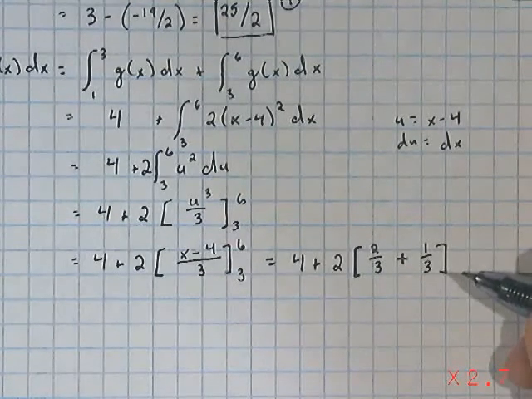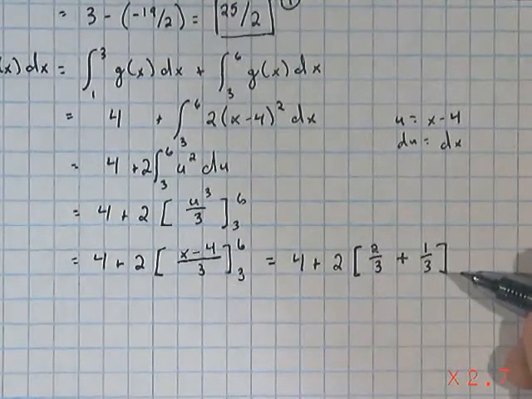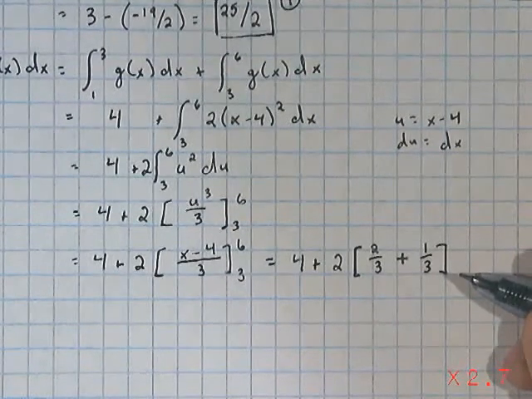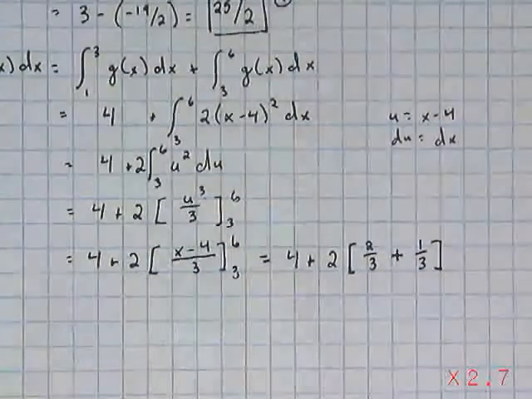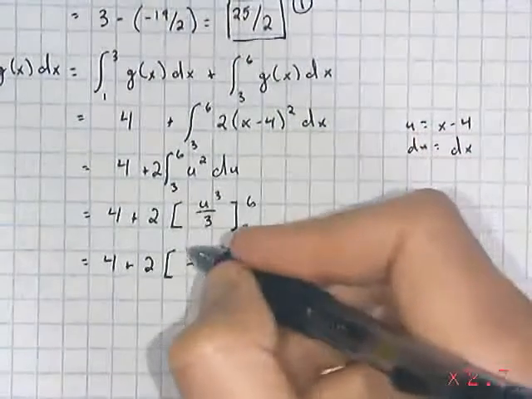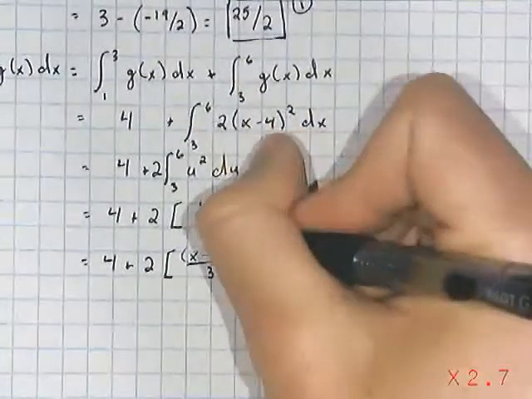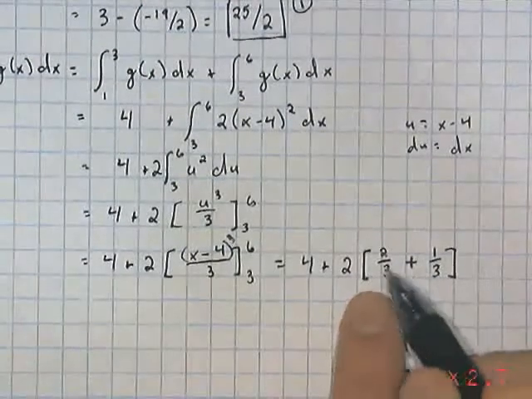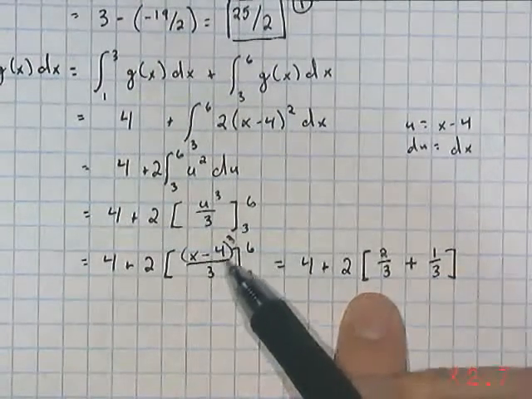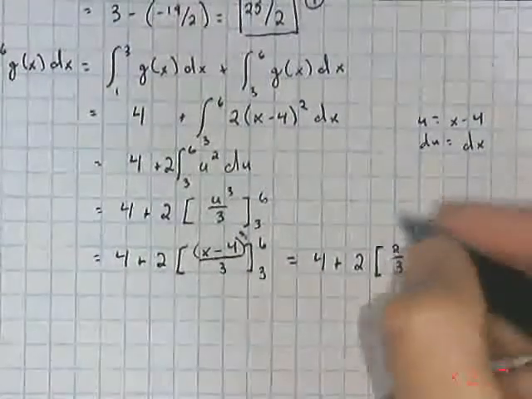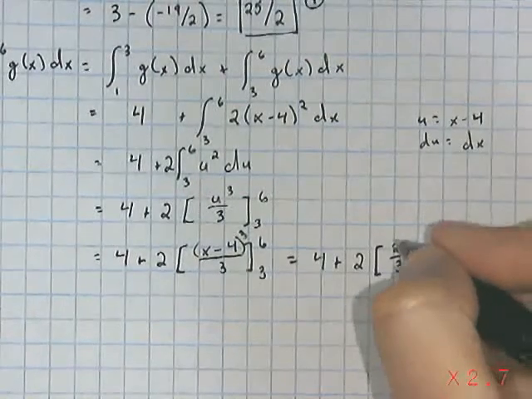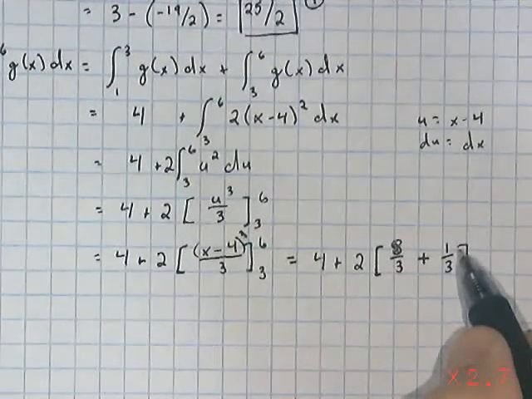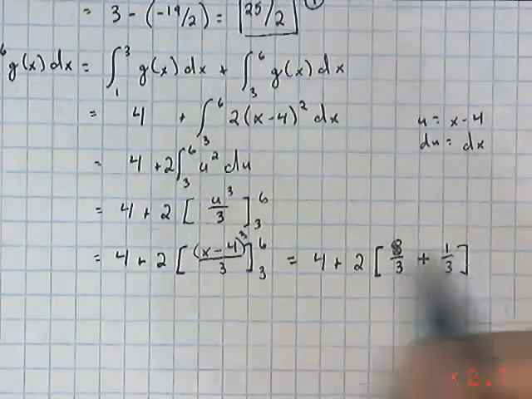but since we're so close, did I screw this up somehow? Oh, forgot the cubed. Gotta have the cubed in here. My bad. So really this should be 8/3. And this should still just be 1/3. Okay.